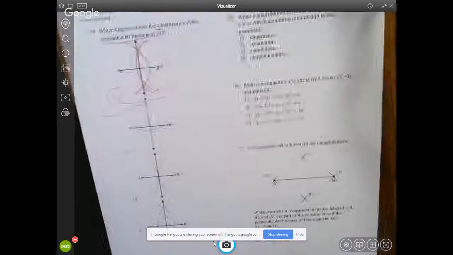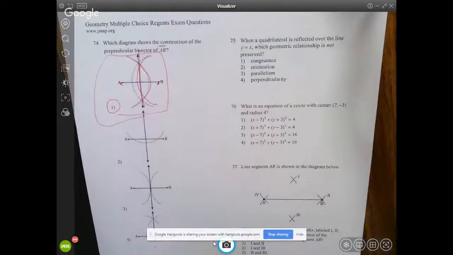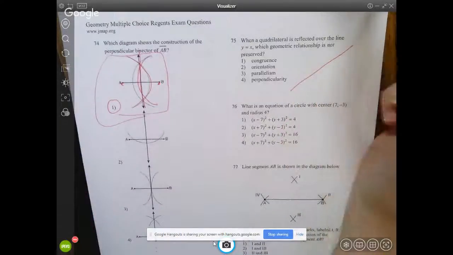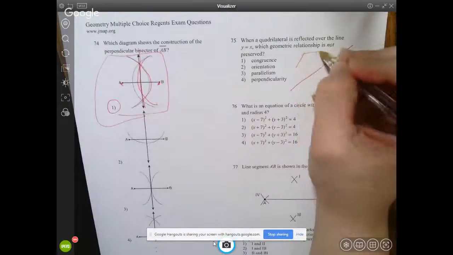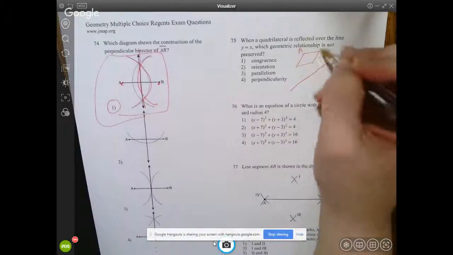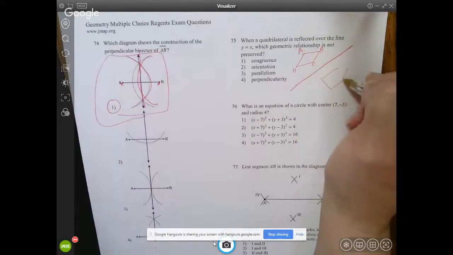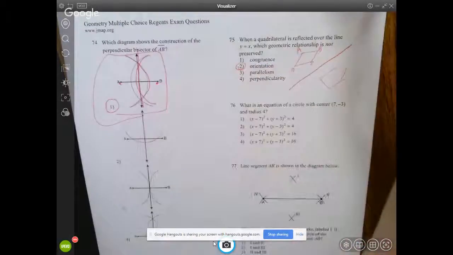75. When a quadrilateral is reflected over the line y equals x, which geometric relationship is not preserved? So the main thing is, here's a quadrilateral. Y equals x goes this way. It's orientation. And it flips going the other way. So the answer is 2. Orientation, it will change orientation.